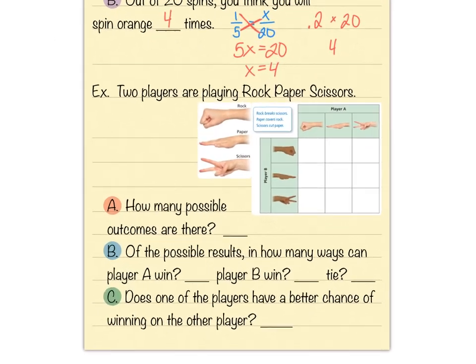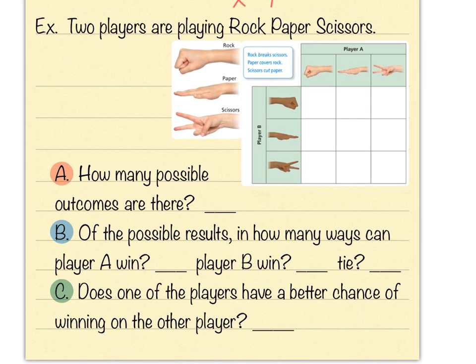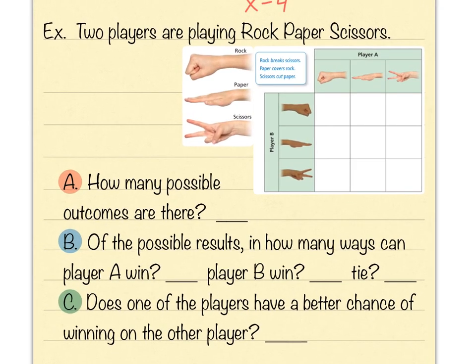This is an interesting one. It's a rock, paper, scissors game. 2 players are playing rock, paper, scissors. How many possible outcomes are there? Well, we're going to fill this chart out to see how many possible outcomes there are.